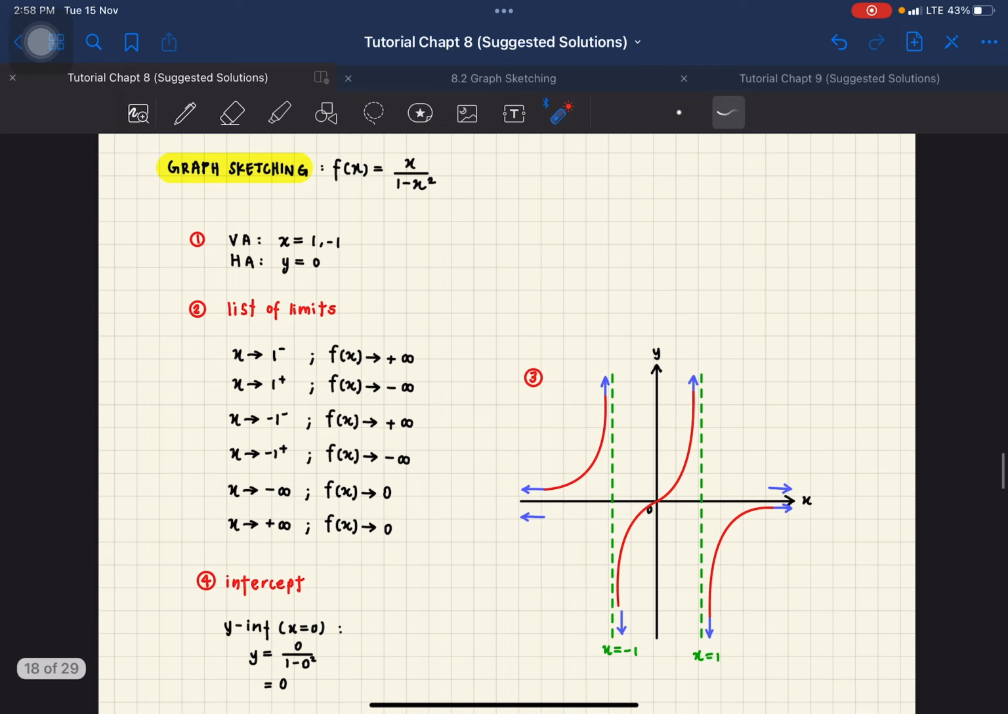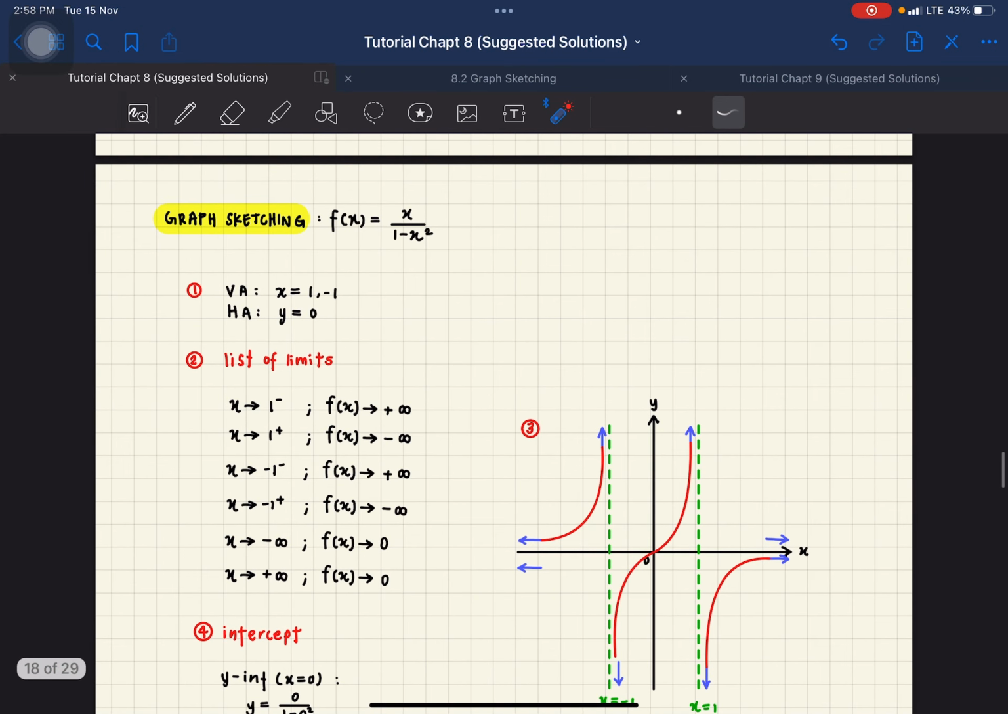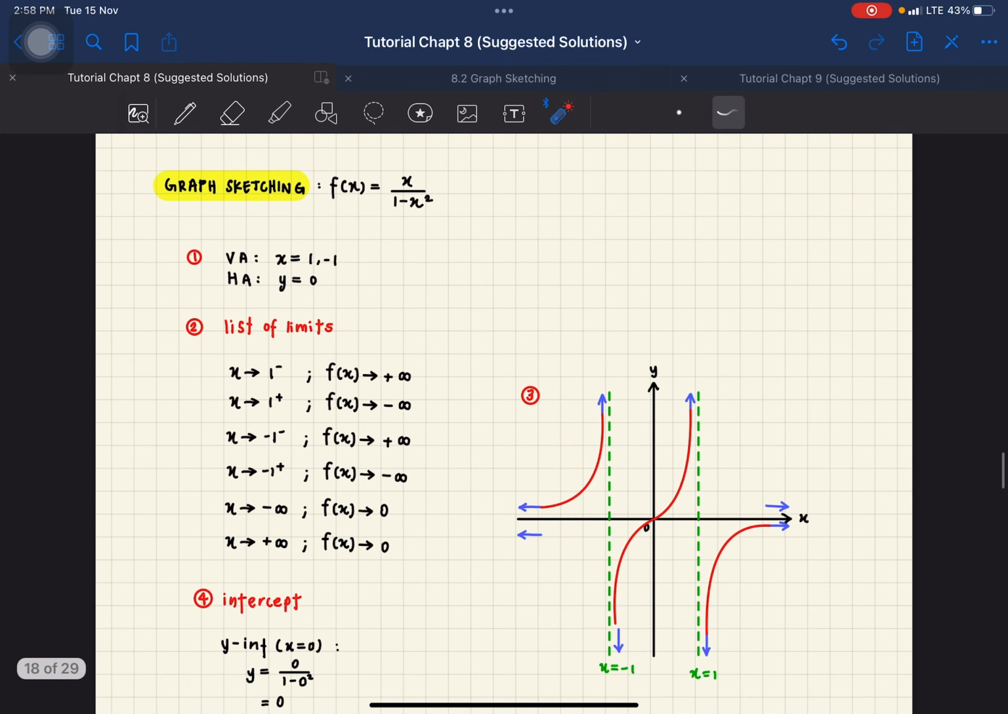So jom kita sketch kita punya graph pula sekarang. Okay, graph ni dia menarik sikit. Okay, so let's sketch this graph. Saya dah lukis pula untuk awak terus kan. So saya padam dulu lah balik. Let me show it to you. Okay, so saya buat, the first step is listing the vertical asymptote and horizontal asymptote. And then the second step is listing all the limits yang kita dah cari tadi. This one.